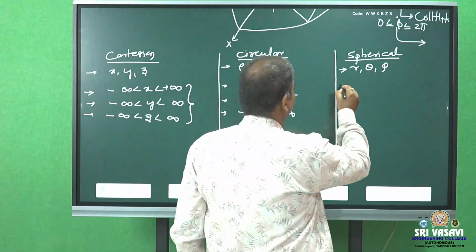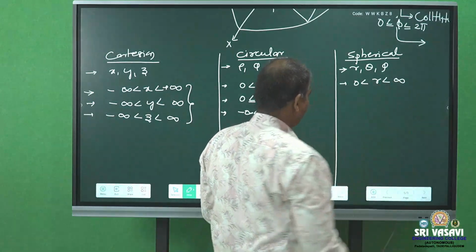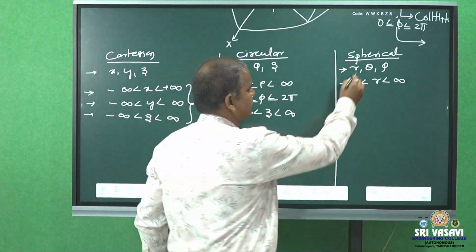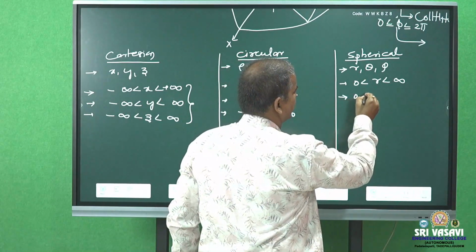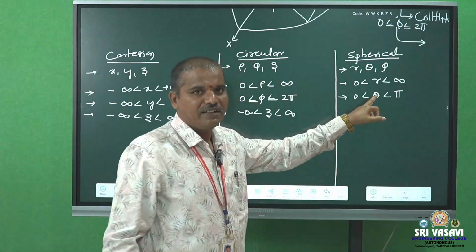Spherical is the same: r is 0 to infinity, because as per the coordinate system, it starts from 0 towards infinity. Same, theta is 0 to pi. Theta is called the colatitude angle, and its range is pi.